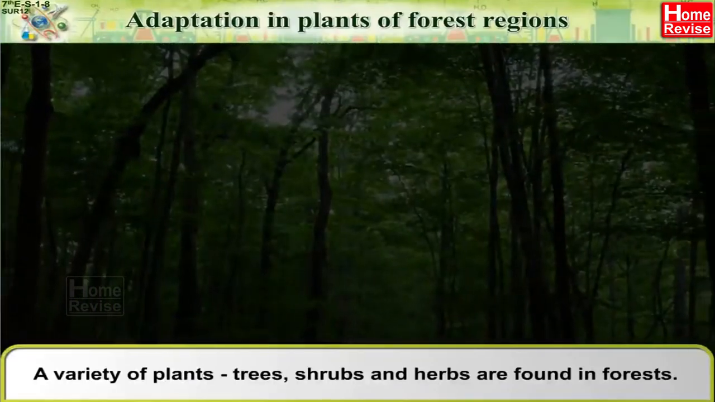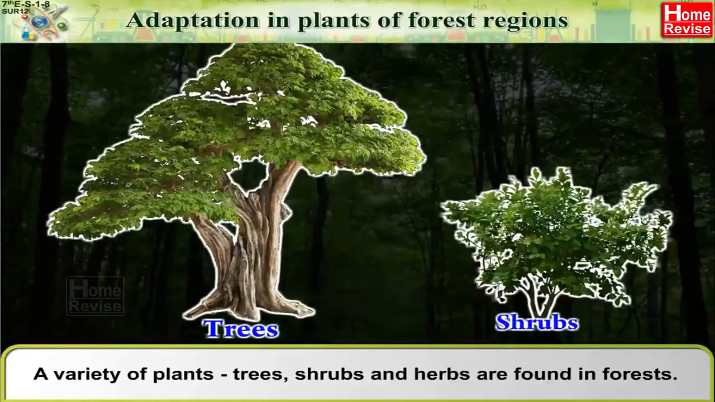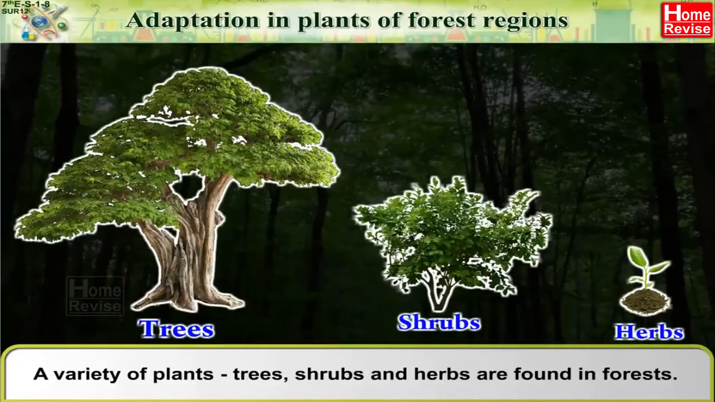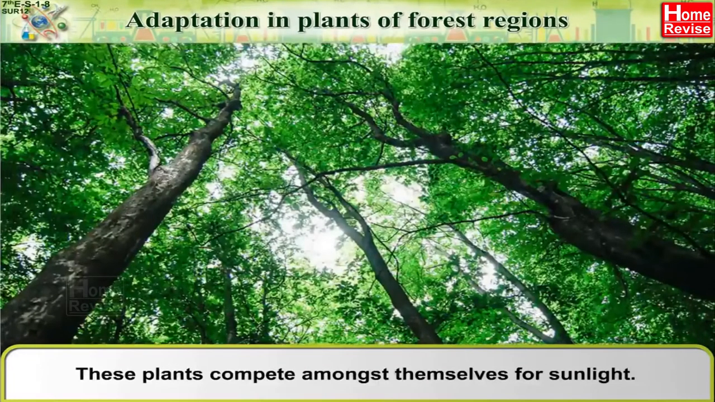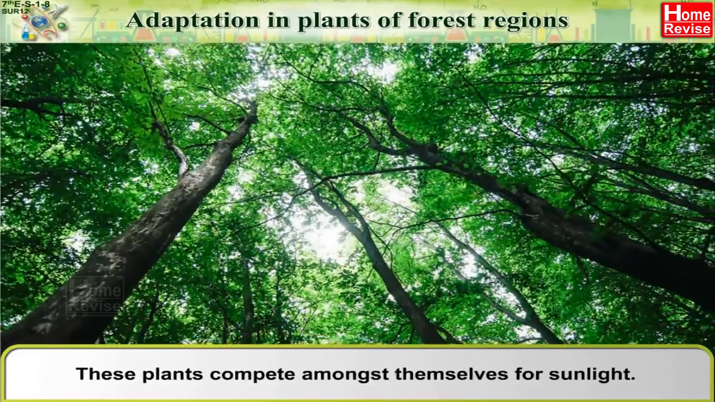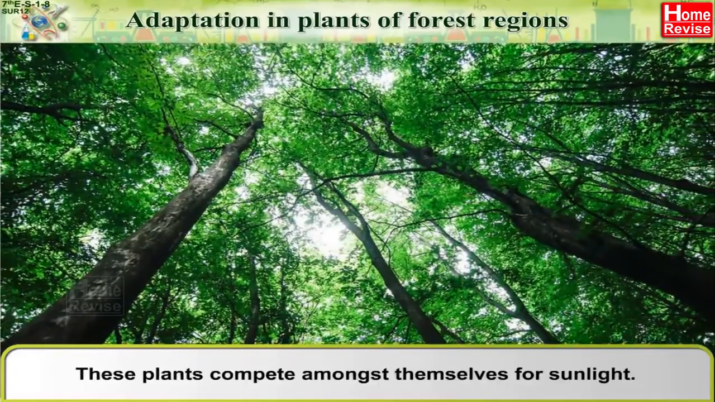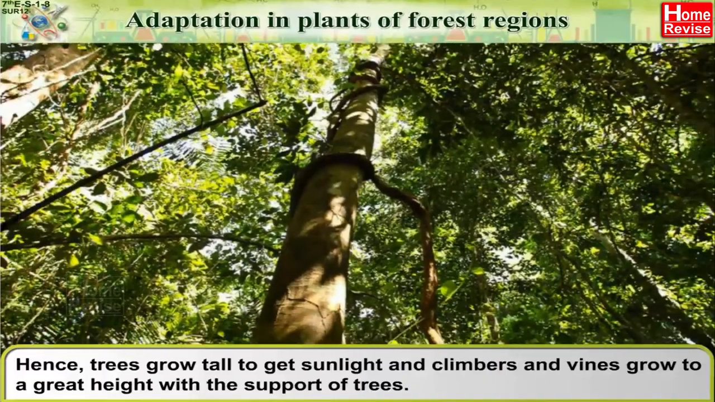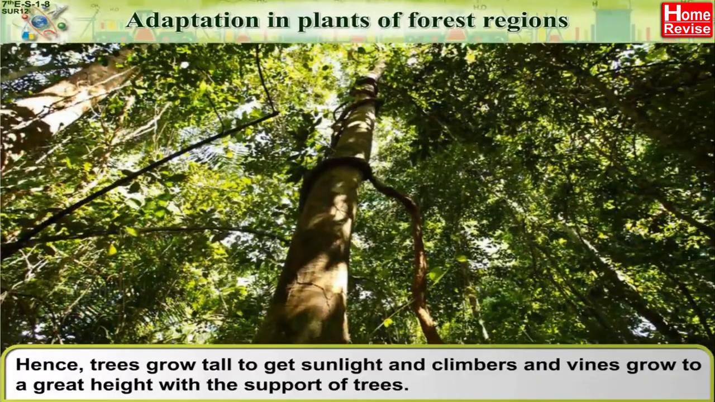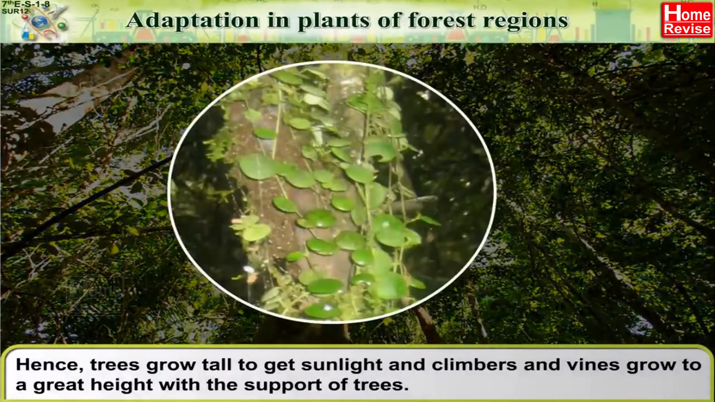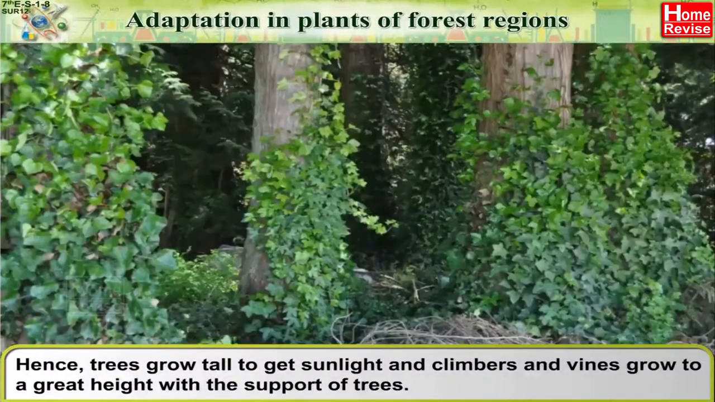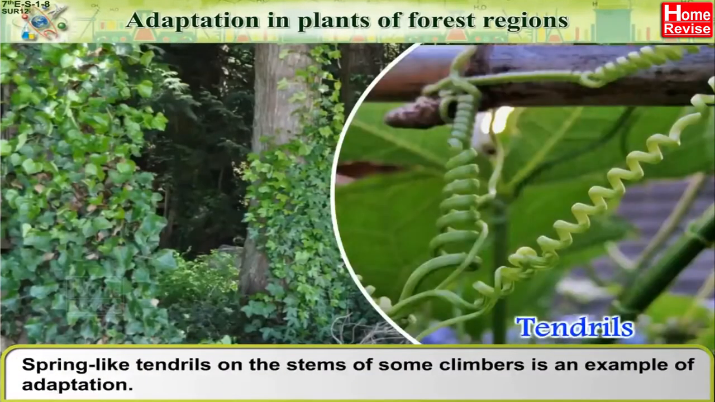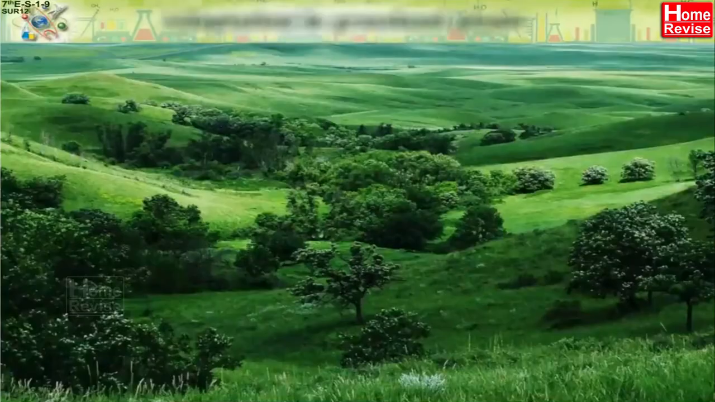Adaptation in plants of forest regions. A variety of plants, trees, shrubs and herbs are found in forests. These plants compete amongst themselves for sunlight. Hence, trees grow tall to get sunlight, and climbers and vines grow to a great height with the support of trees. Spring-like tendrils on the stems of some climbers is an example of adaptation.